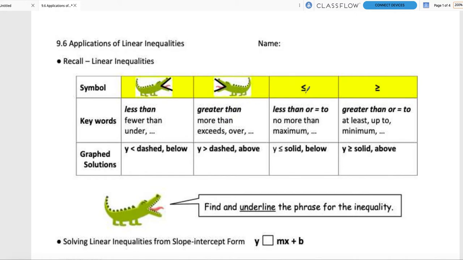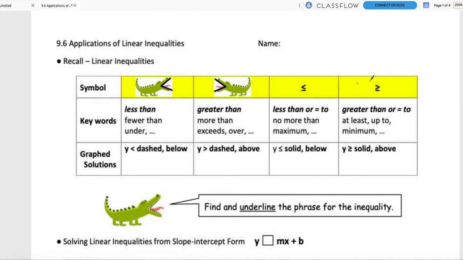All right, less than or equal to. No more than, maximum. Could be fewer than. This one is greater than or equal to. At least, up to, or minimum. Don't try and memorize these. When we start reading the word problems, all of that's going to make sense. Then we get into what do the graphs look like? Well, these are linear. They're going to graph on ordered planes or on coordinate planes. So if it is a less than, we're going to have a dashed line and we're going to shade below.